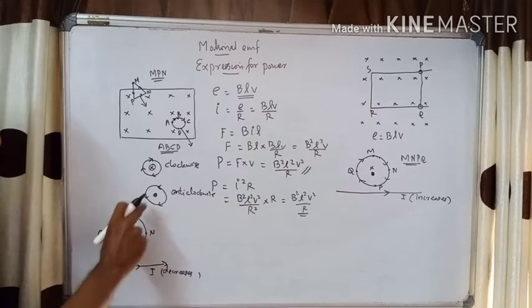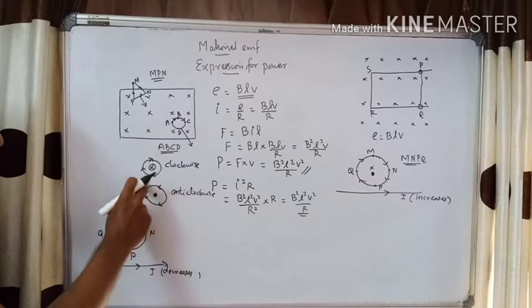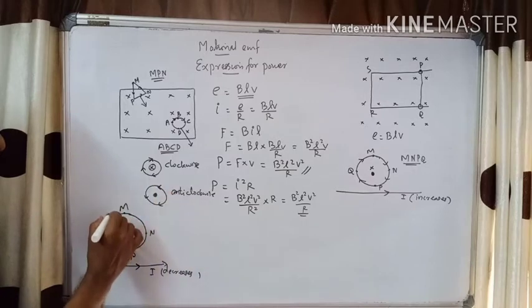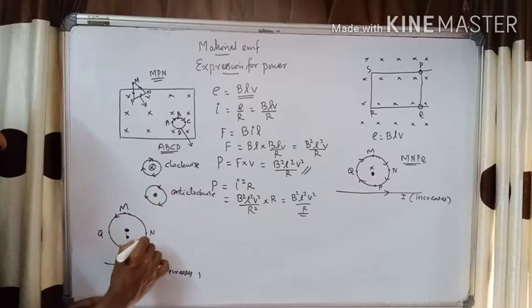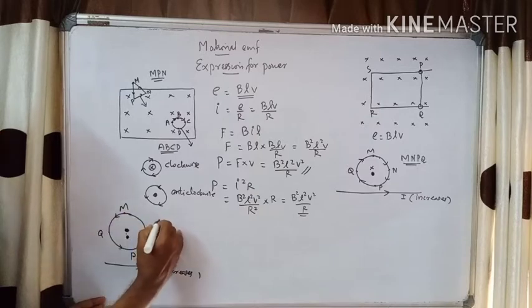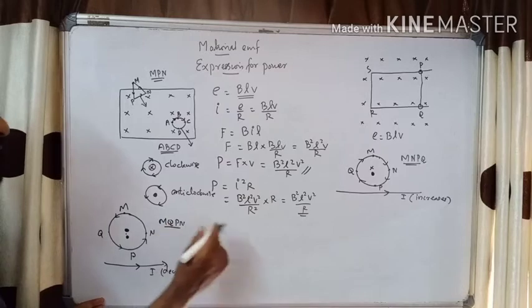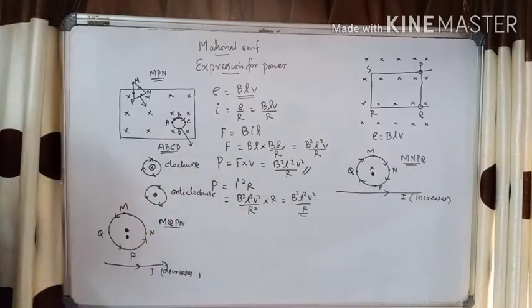See, to get a dot magnetic field, what do we need to produce? We need a current in anti-clockwise direction. So here current flows in anti-clockwise direction. What's the direction? How can you write the direction? M, Q, P, N. See, exactly opposite direction to this.